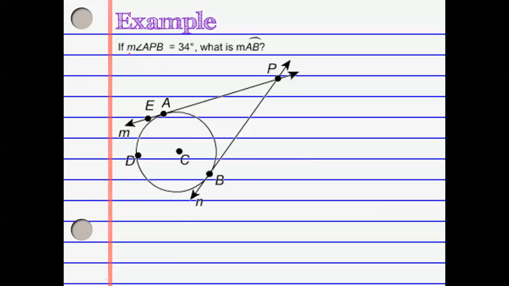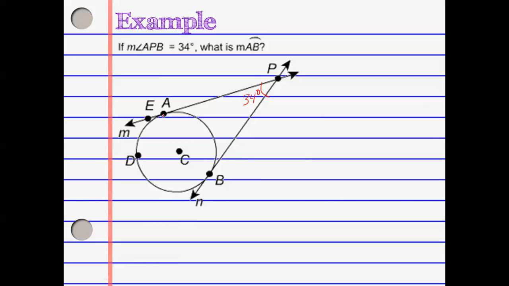Okay, on this one, it says the measure of angle APB is 34 degrees. We want to know what is the measure of arc AB. So here we know that this is 34 degrees. Obviously here we're missing two arc measures, and we can't take 360 minus something because we don't know what either one of them is.